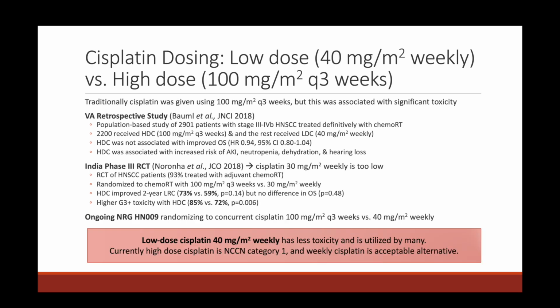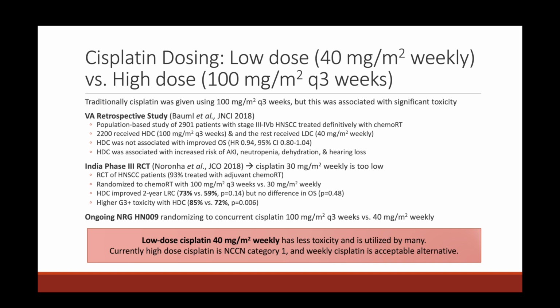Now, when I first talked about concurrent chemotherapy, I mentioned that we can often use cisplatin 40 milligrams per meter squared weekly, just like we do in gynecologic cancer patients. But all of the trials that we've talked about use cisplatin 100 milligram per meter squared given every 3 weeks. So what is the deal with that?